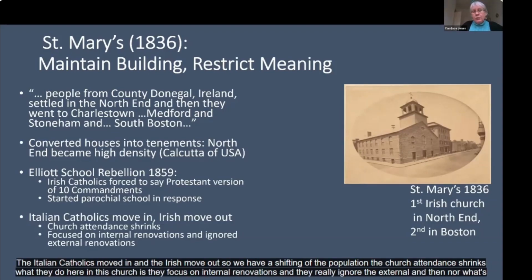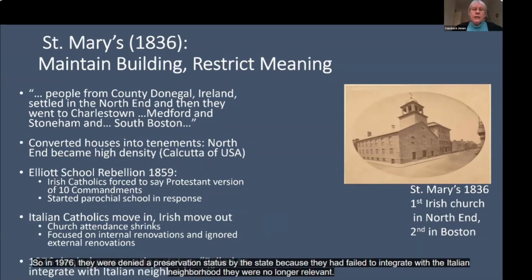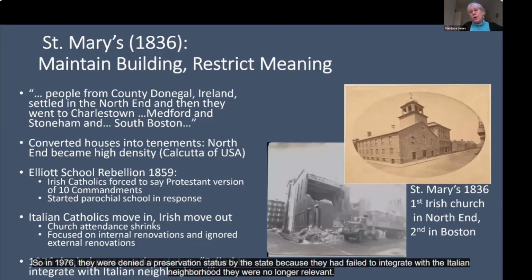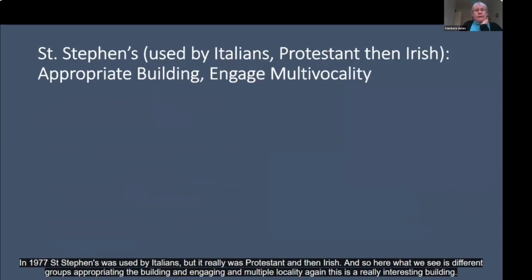The Italian Catholics moved in and the Irish moved out. So we have a shifting of the population. The church attendance shrinks. What they do here in this church is they focus on internal renovations and they really ignore the external, and they ignore what's happening in the external environment, which in some ways is why the building gets demolished. So in 1976, they were denied a preservation status by the state because they had failed to integrate with the Italian neighborhood. They were no longer relevant. And so I'm just showing a picture of the building being demolished at this point in 1977.